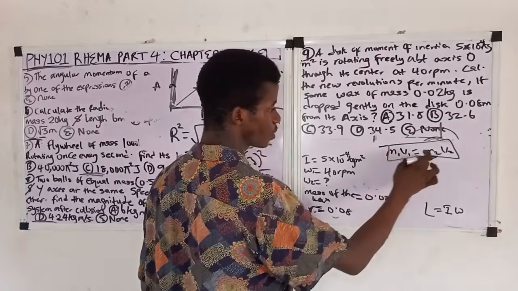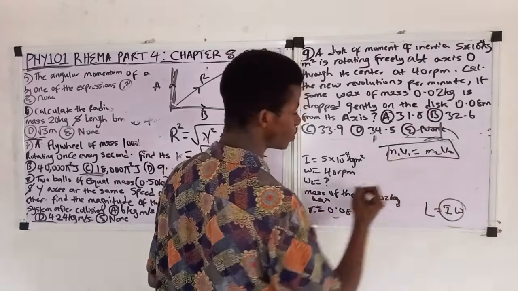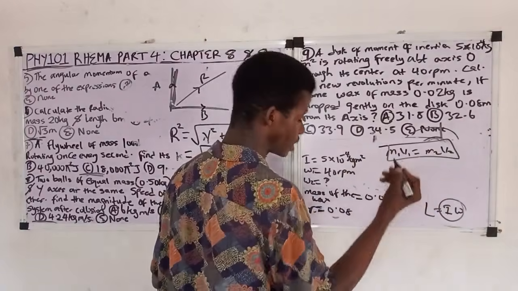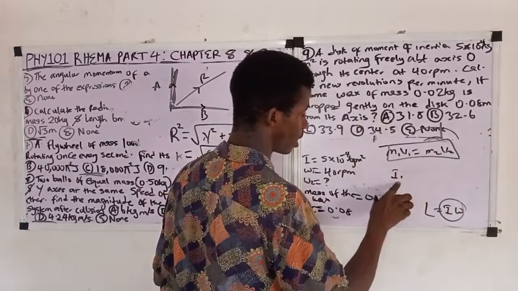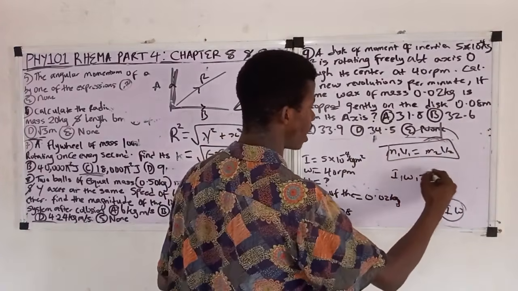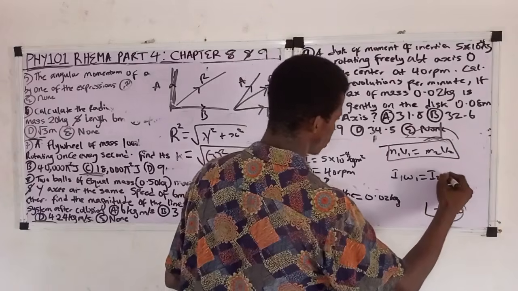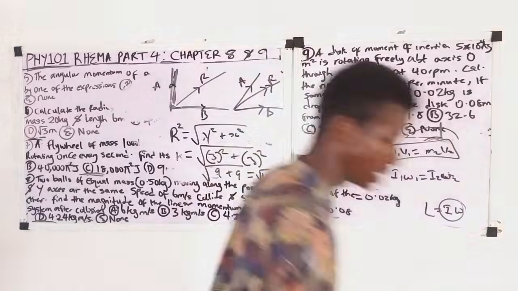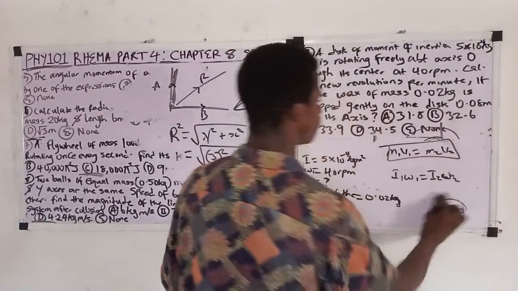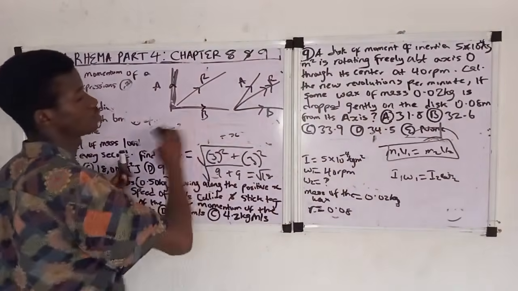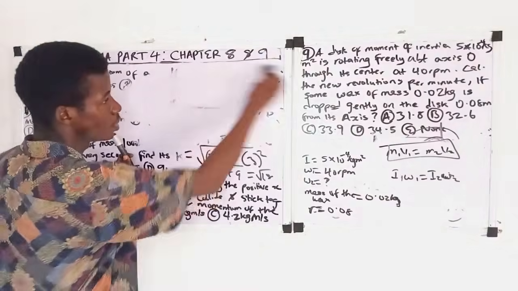Since we have M1 V1 equals M2 V2, in angular terms this is I1 W1 equals I2 W2. Okay, so that is it. We are looking for W2, right? Yes, we are looking for W2.